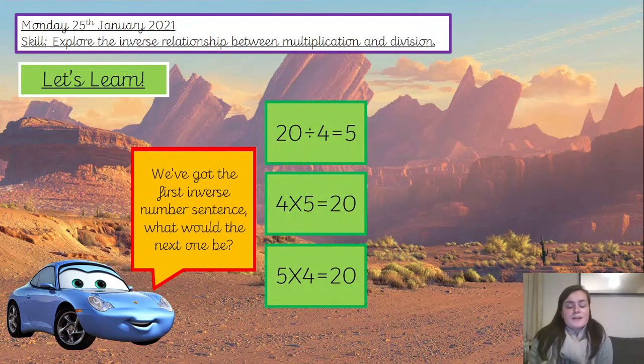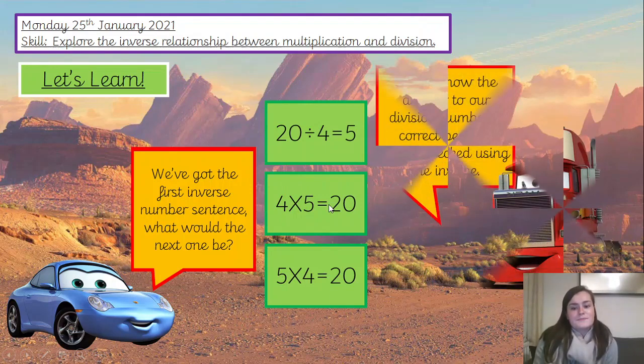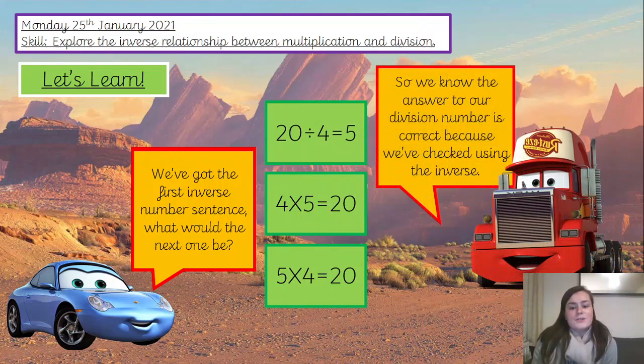Well, it's going to tell us that we could put 4 times 5 equals 20, or 5 times 4 equals 20. So we've got the inverse number sentences here, and we know because it's commutative, the biggest number needs to go at the end, because in multiplication the biggest number always goes at the end. And then these two numbers we can swap round, so you've got your two number sentences all together. So now we know the division number sentence is correct because we've checked it using the inverse.